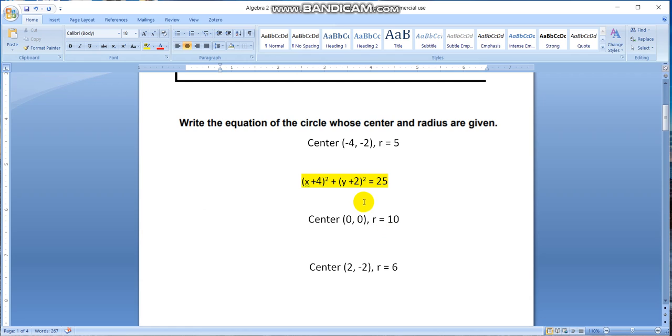Okay? So, next one. I want to write the equation of the circle. So, same idea. So, x minus h. Sorry, I lost the copy paste option. I gotta recreate this. (x minus h) squared plus y.